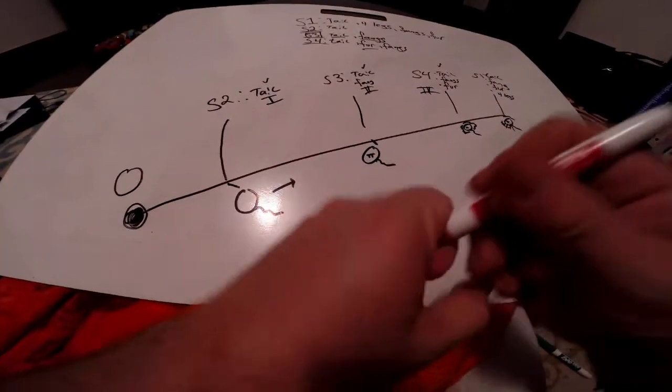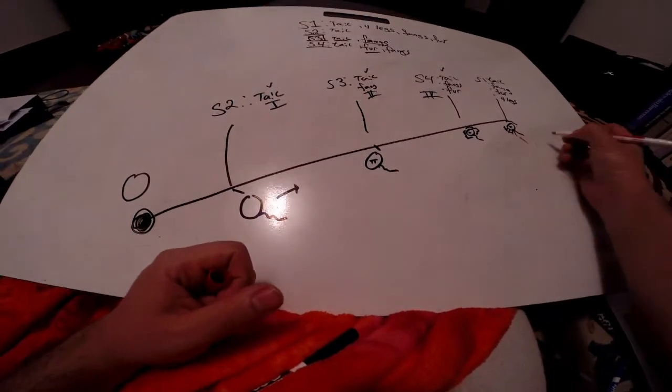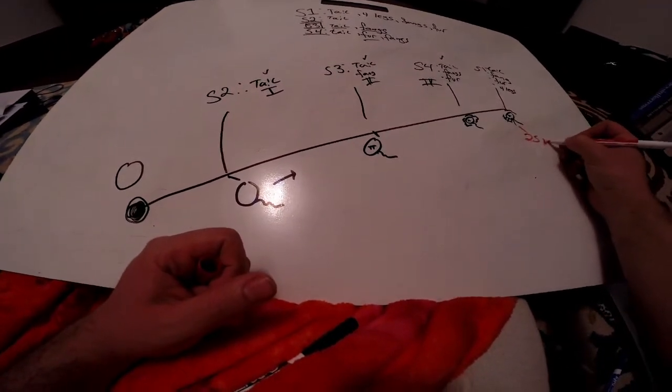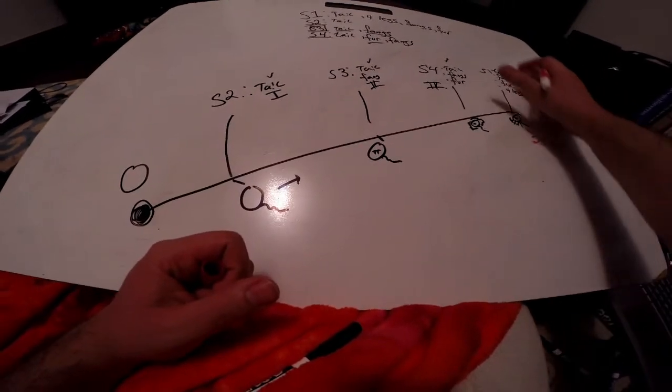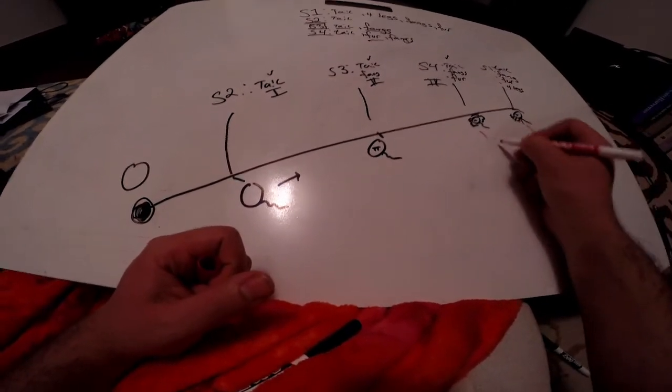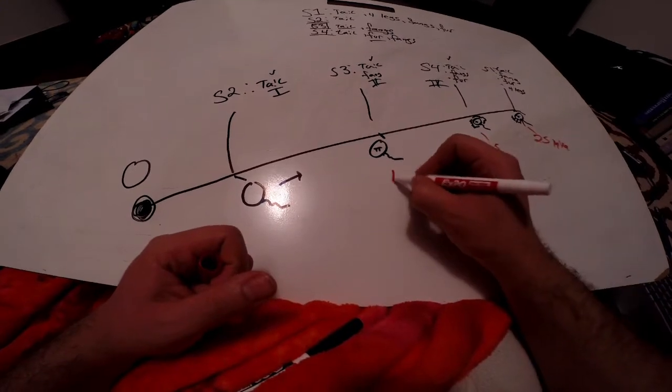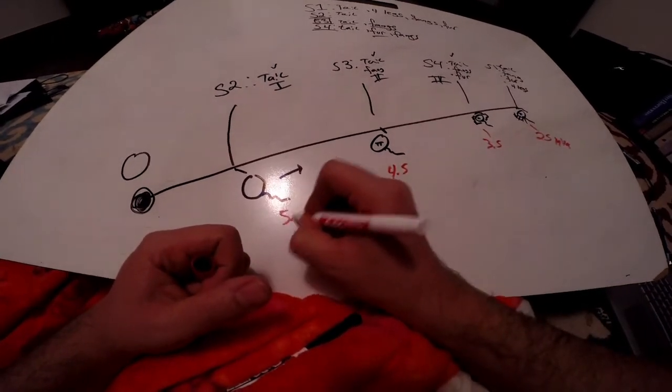So now we could actually put some dates onto it. So let's just say that 2.5 million years ago, this species came into existence. This one was 3.5, 4.5, and this is going to be 5.5. So that's a million years ago.